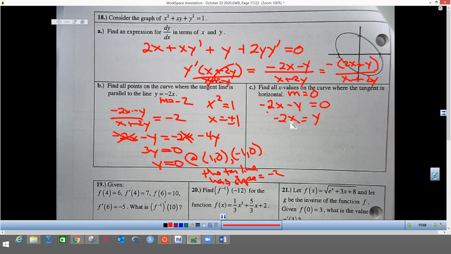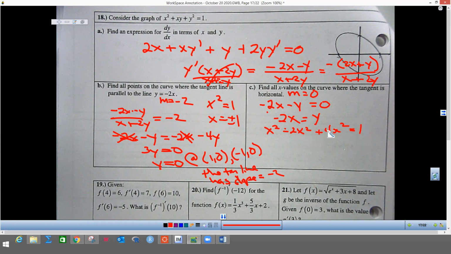So I'm going to take -2x and plug it back up in here to the y's. So when I do that, I'm going to get x squared plus, I'm going to go ahead and take x times -2x. So that's going to be -2x squared. And then plus y squared. Well, that means I got to square -2x. So that's going to be plus 4x squared. And I want to find where that equals 1.